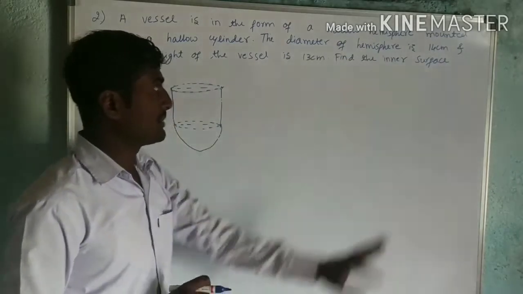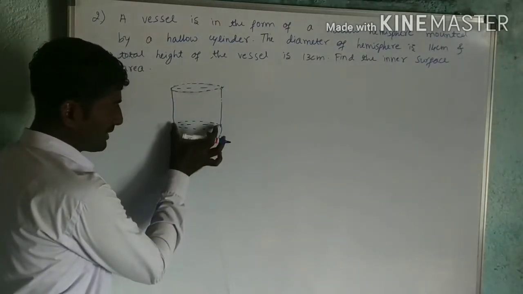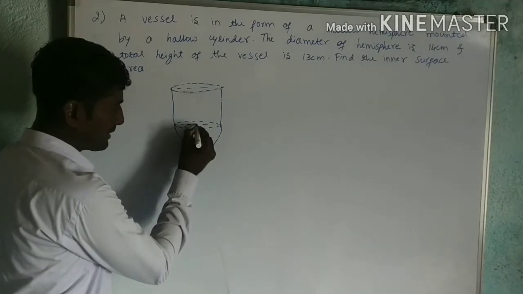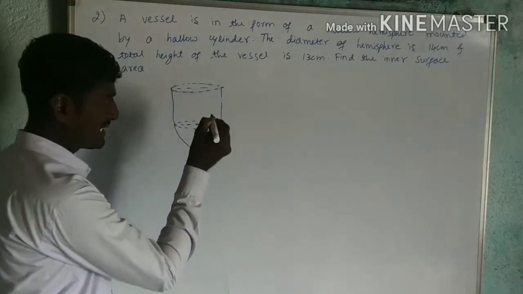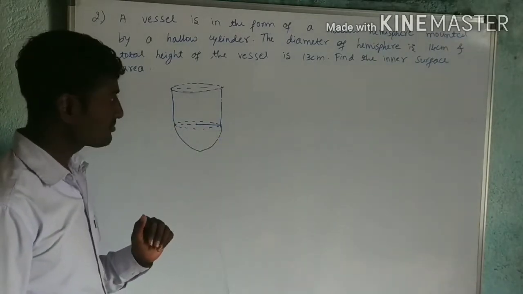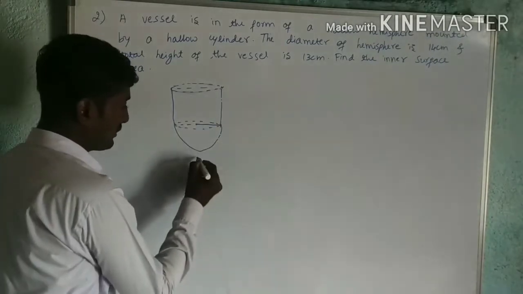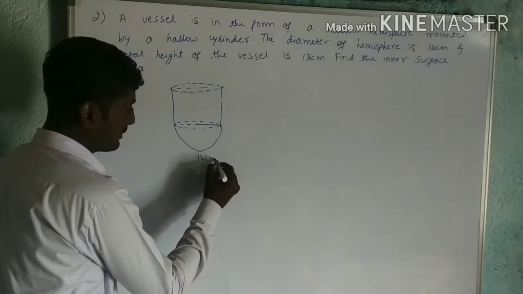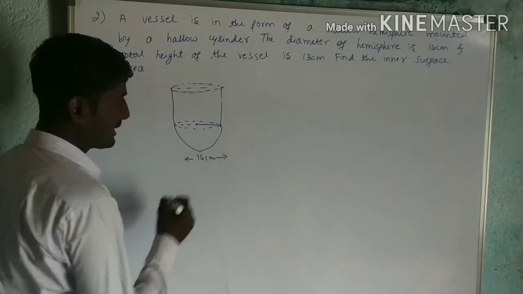Now the diameter of the hemisphere is 14 centimeter. From here to here how much is it? 14 centimeter diameter. So this will be what? 7 centimeter. That is, the radius of the hemisphere is 7 centimeter. Now, the diameter is 14 centimeter, so this I will take 14 centimeter.